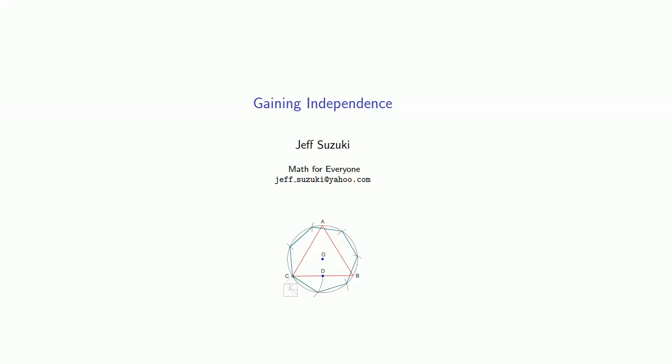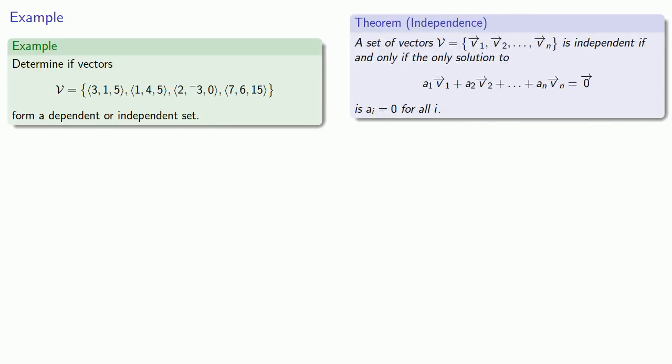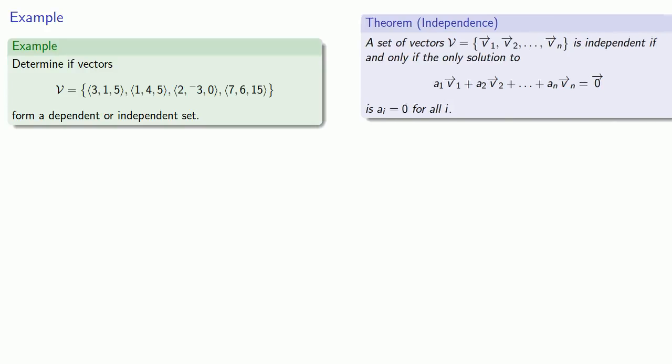Given a set of vectors, we can speak about whether they are independent or dependent. Now, let's see if we can do anything about sets of vectors that are dependent. Suppose we want to determine whether a set of vectors form a dependent or independent set. So remember, we can determine this by seeing what linear combinations give us the zero vector.